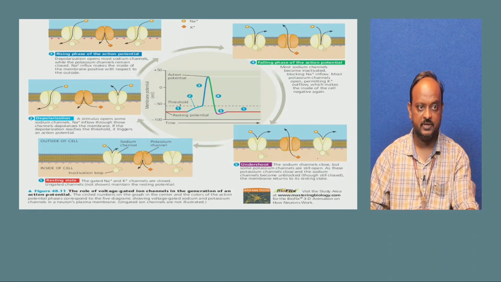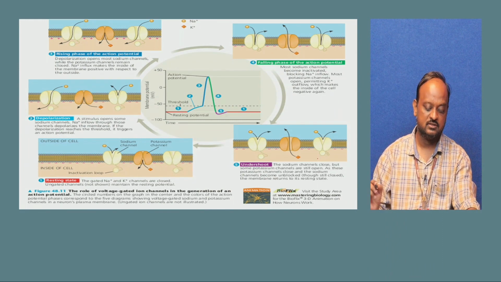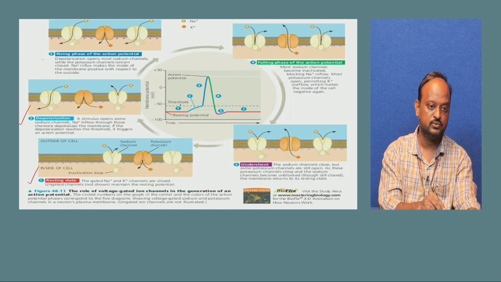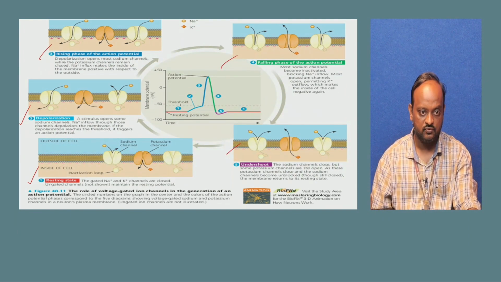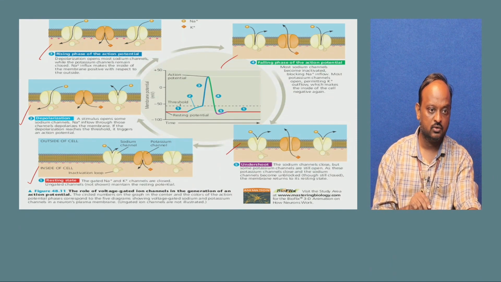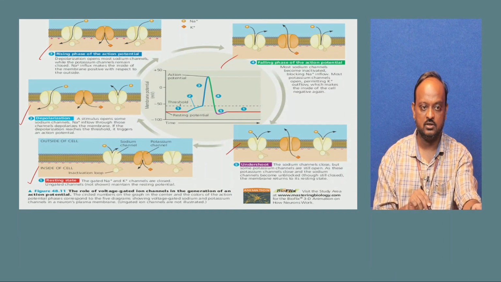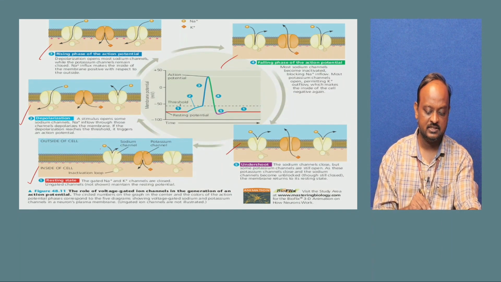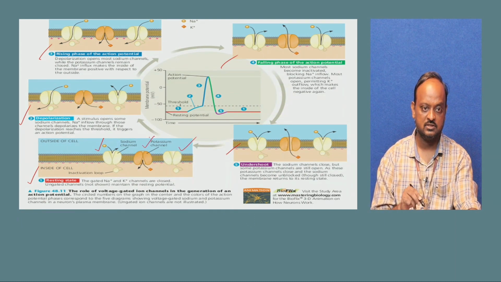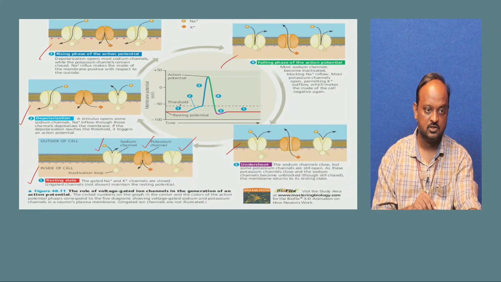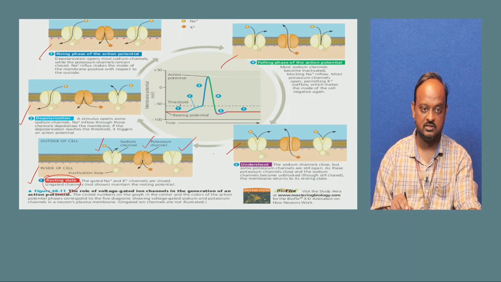Okay, let's have a look at this particular picture. You can see the steps involved in the action potential starting from here. This is 1, 2, 3, 4 and 5. So the first step: this is the neuronal membrane, and you have some ion channels on the neuronal membrane. These are sodium ion channels, these cream colored ones, and these brown colored ones are potassium ion channels. When the membrane is in resting condition, all the channels are blocked.